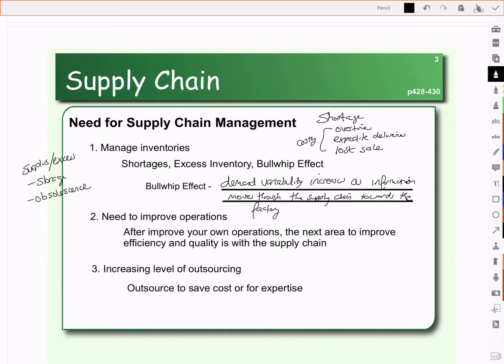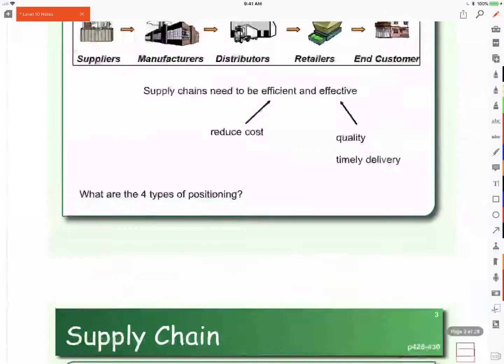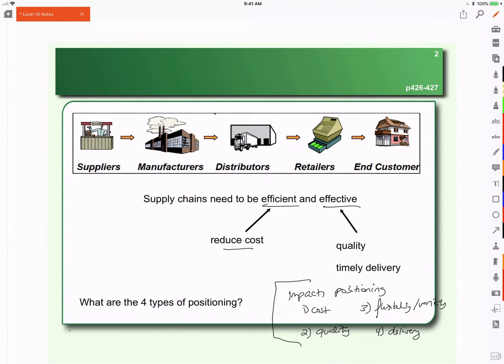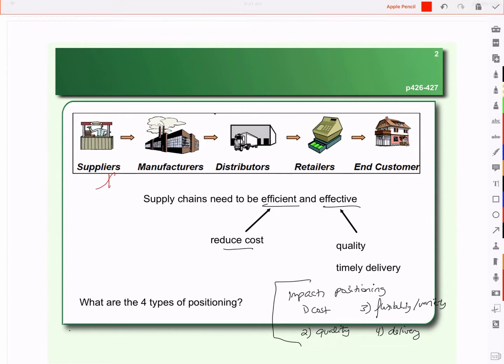So the factory, which is the furthest away from the customer, if we look back, for example, at this supply chain, here's your end customer, here's your retailers, distributors, manufacturers, suppliers. The further away you are from that end customer, the more you're going to feel this bullwhip effect, this variability in the orders that come in. And you're going to have too much, then too little. It's going to create shortages and surpluses. So let's take a look at the bullwhip effect, the impact it has, and what causes it.